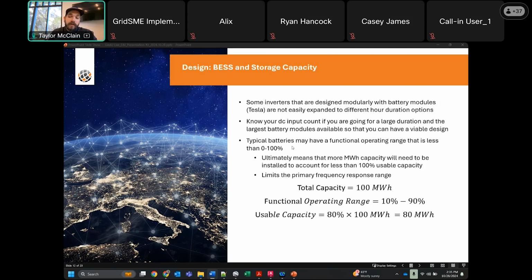So now if you want to have that 100 megawatt hour design, you're going to have to overbuild your megawatt hour capacity in order to meet that, and to meet the range that you're saying you can offer primary frequency response in.